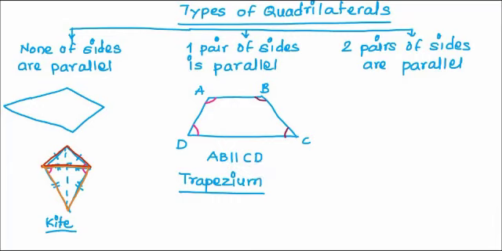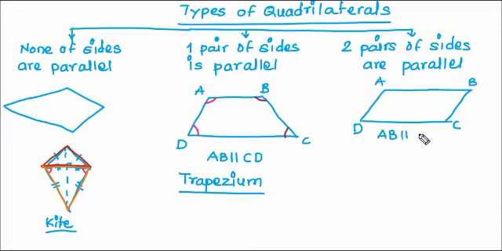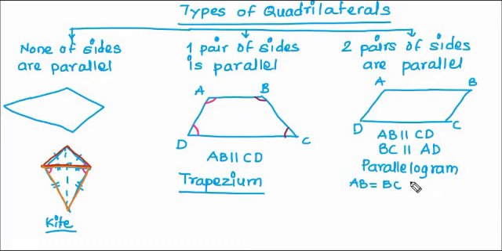Now let's go to quadrilaterals where we have two pairs of sides parallel. Here AB is parallel to CD and BC also is parallel to AD, and such a shape is called a parallelogram. When we have AB equal to BC equal to CD equal to AD, if we have this, then the parallelogram becomes a rhombus.